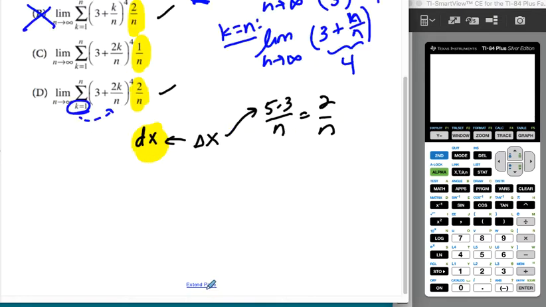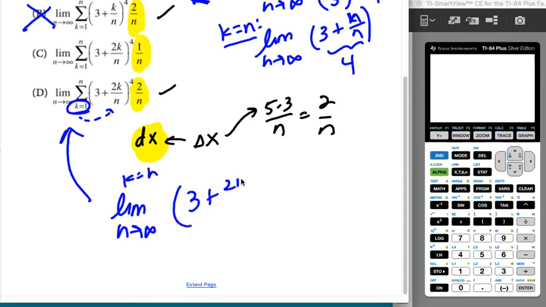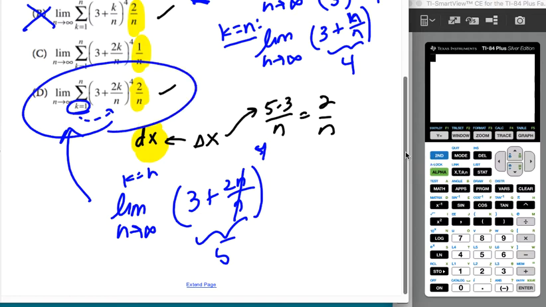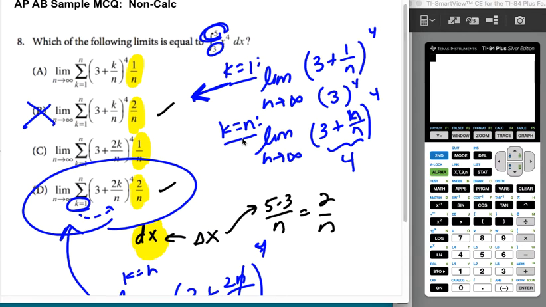So then I look at d and I think, hey, it's probably d, but let's go ahead and check that top bound. If I make sure that k is my n on this one, I'm going to get a 3 plus 2n over n, and sure enough, there's my 5. This is a 5 to the fourth, and that's what my top bound's supposed to be, so it's answer D. It's mostly a process of elimination. Again, you can usually eliminate a couple choices by the dx.